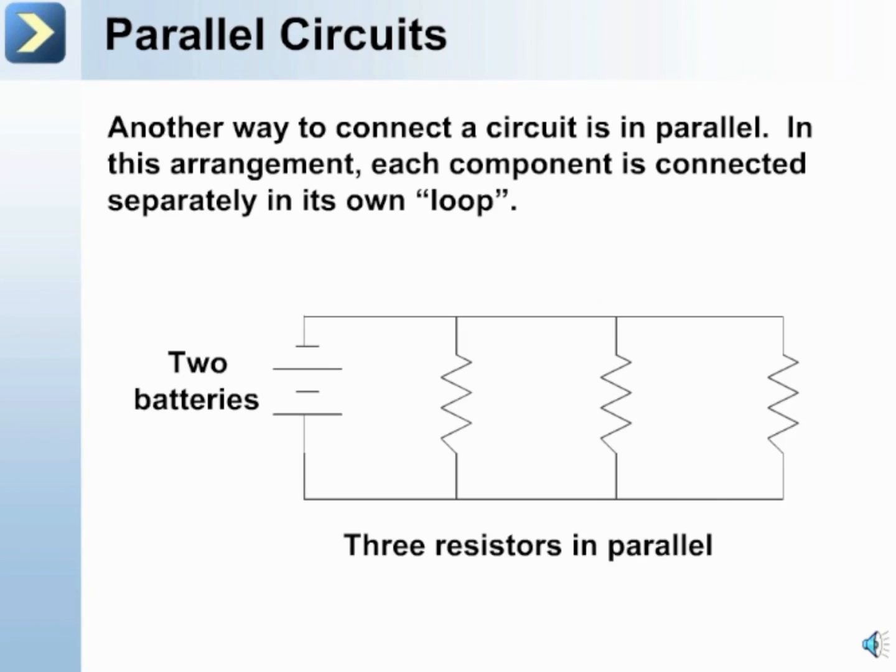And so we have three resistors in parallel. Now notice what we have here is three different paths that the current can take because it can branch off. And also, if one of the loops gets interrupted, the rest stay fine.